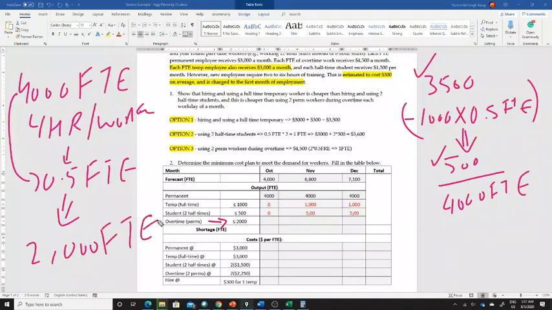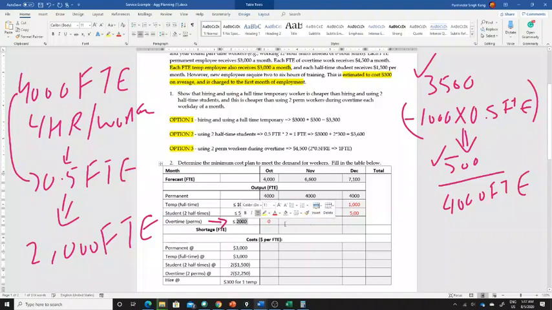Okay, so always remember to convert everything into full-time equivalent. If you put 4,000 here, that will be representing half time, right? Or 0.5 FTE, but we are considering everything as 1 FTE, right? Okay, so from here we have this. We don't need to have any overtime, that's fine, that's 0, but we are still short of capacity by 1,100 FTE.